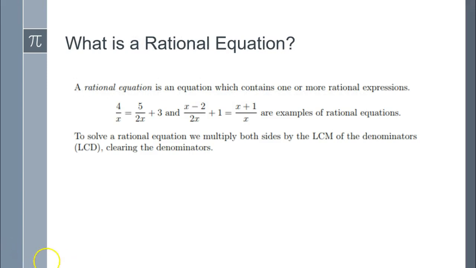So, reminder, here is what we mean by rational equation. It contains one or more rational expressions. Remember, those are terms that look like fractions. They might have variables in the denominator, they might have numbers in the denominator. So in this case, 4 over x is a rational term, and then 5 over 2x. 3 is rational also. Every integer is considered rational because it can be written as 3 over 1 to put it in fraction form. So these are both examples of rational equations.